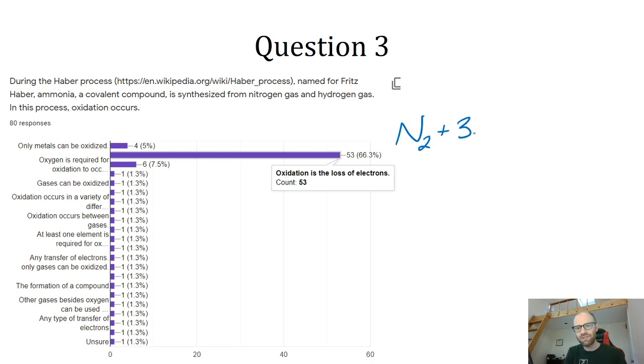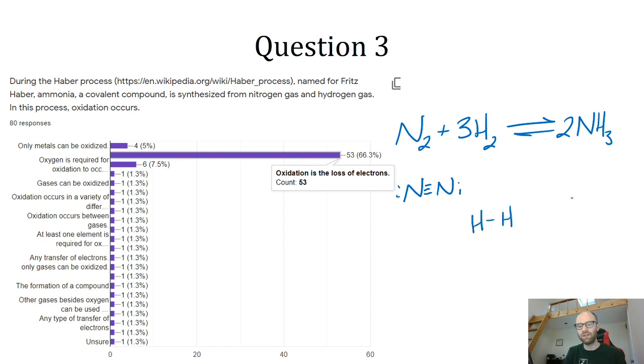I want to step into this Haber process. First off, it is an equilibrium. This nitrogen is covalently bonded. This hydrogen is also covalently bonded, and then in ammonia, they're covalently bonded. So we're going to come back to this, but I'm really confused as to why people are saying that electrons are lost when we went from sharing electrons to sharing electrons.